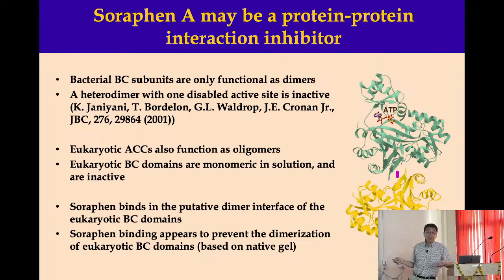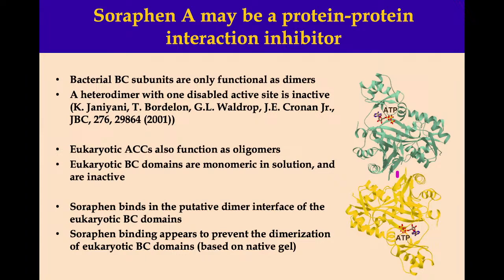And it is believed that E. coli BC has to be a dimer to be active. John Cronin's group, many years ago, showed that if they knock out one active site, leave the other one wild type, the enzyme is dead. Somehow they believe there is long distance communication between the two active sites, so both need to be active before the enzyme can do turnover. Why that's the case, we don't really understand. And we know, as I mentioned, eukaryotic ACC is a function of oligomers, dimers at least, but then the BC domain alone actually is a monomer in solution, as I showed you based on the crystal structure.